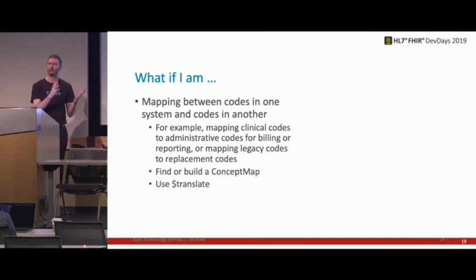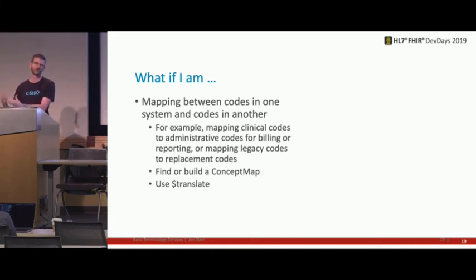Or perhaps we want to map legacy codes. I've got these old codes that were entered a long time ago. I want to be able to map those forward to what the equivalent modern codes are for the purposes of my analysis, being very careful about the meaning of that. So the first step when we want to do this kind of mapping is we either find or build a concept map. The concept map is what expresses these relationships.